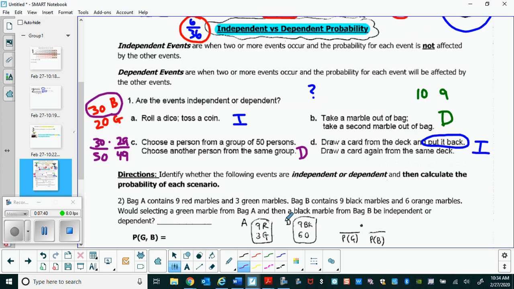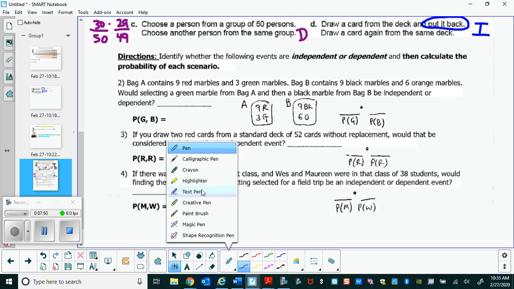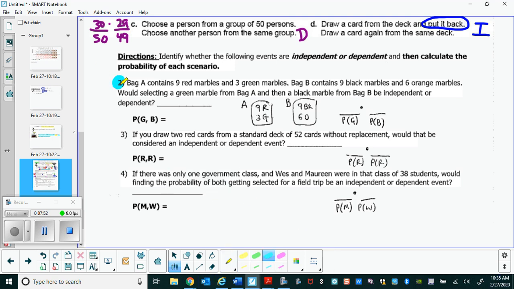All right? Now let's explore a couple of scenarios where we're going to practice both how to find if they're independent or dependent, and then actually how to calculate them. So for right now, we are on number 2 here. And we've got bag A contains 9 red and 3 green. So I've told you here, bag A has 9 red and 3 green, and here's bag A. 9 red and 3 green marbles. Now bag B has 9 black and 6 orange marbles.